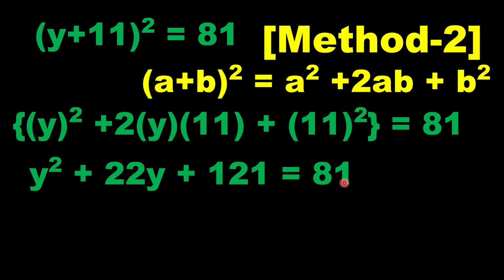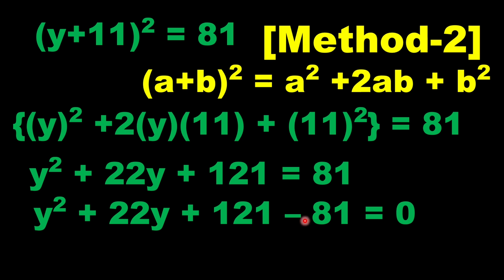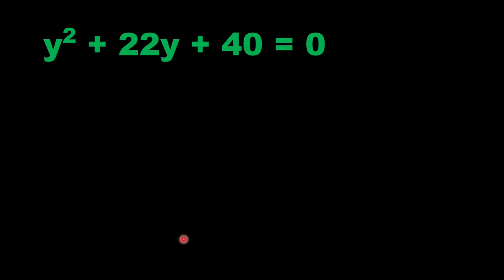Now we will send this 81 to the other side of the equation. So it will subtract from 121. When we subtract 81 from 121, it will become 40. So overall our equation is now y² + 22y + 40 = 0. Now we will factorize this.